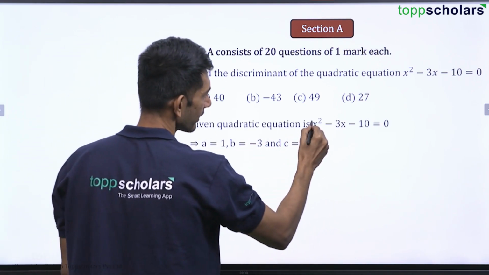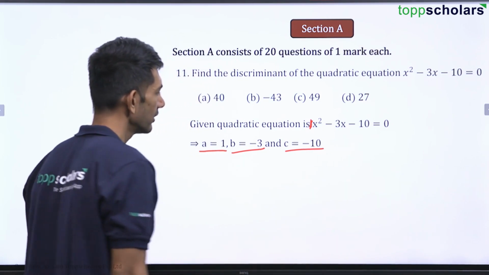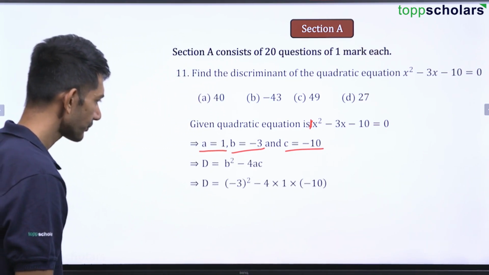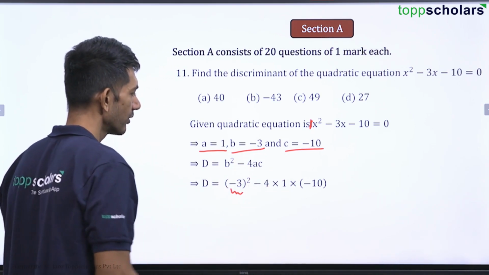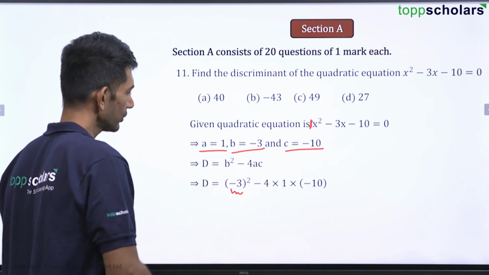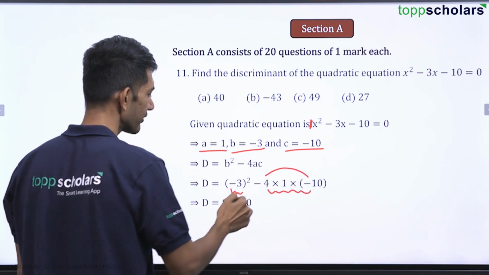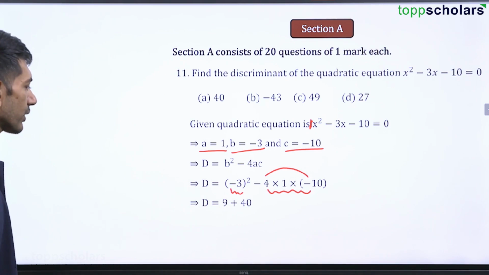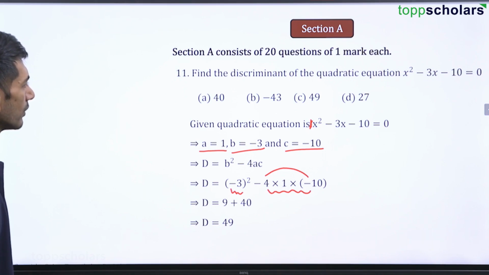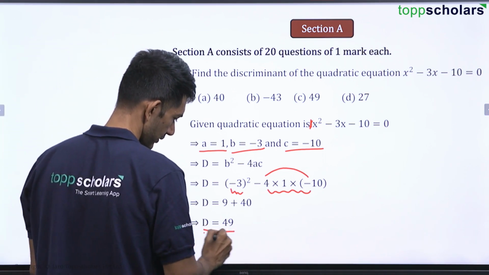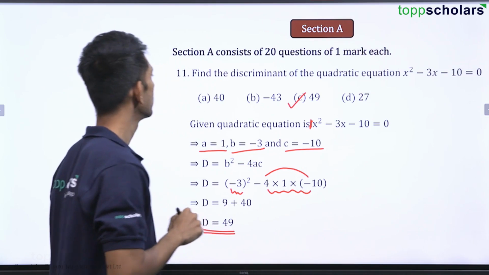So firstly, what is a? A is the coefficient of x square, that is 1, b is minus 3 and c is minus 10. So b square minus 4ac is nothing but minus 3 the whole square minus 4 into 1 into minus 10. That gives me 9, minus minus is plus 40, 9 plus 40 is 49. So D will be equal to 49. Easy. So option C is the correct option.